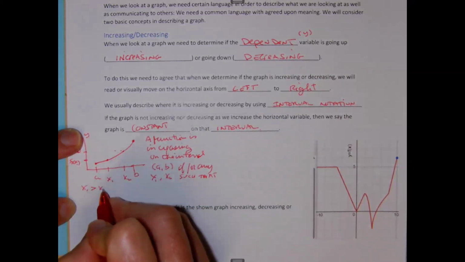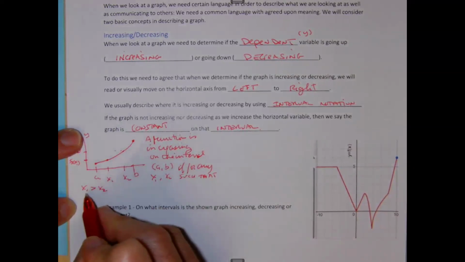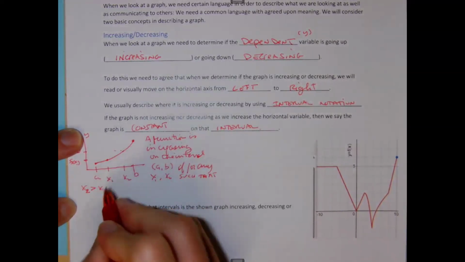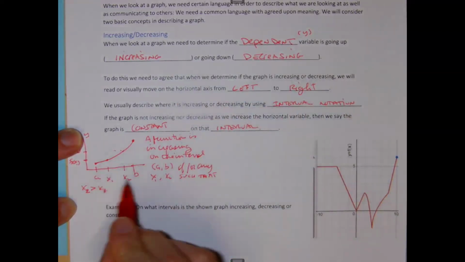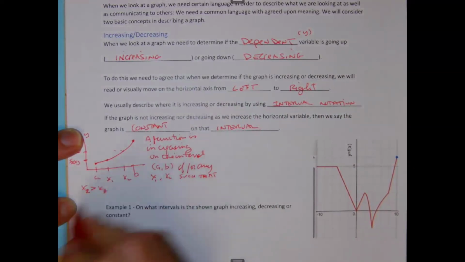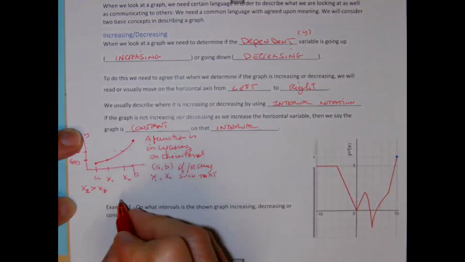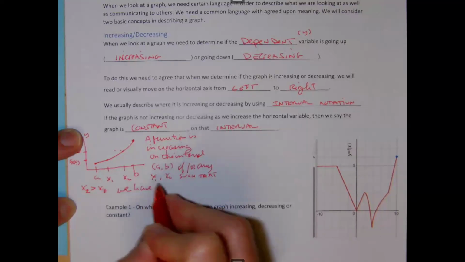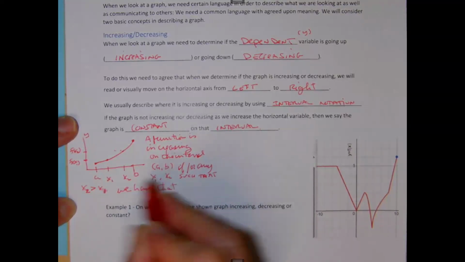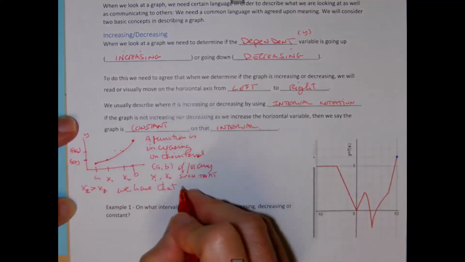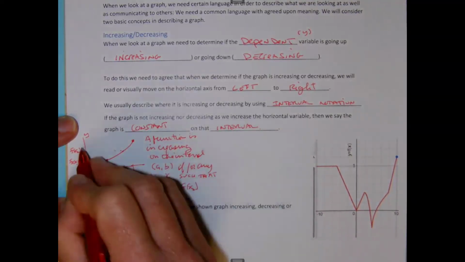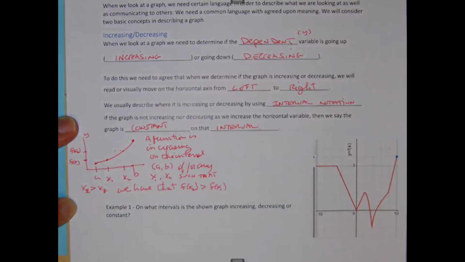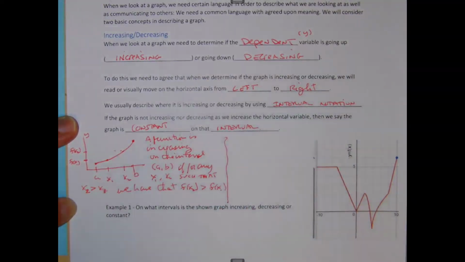x2 is greater than x1. So again, this is what allows me to move from left to right. As long as x2 is bigger than x1, we have that. And now I'm going to read my chart. It looks like f of x2 is bigger than f of x1. And that's what we mean by increasing. Decreasing is the exact opposite.